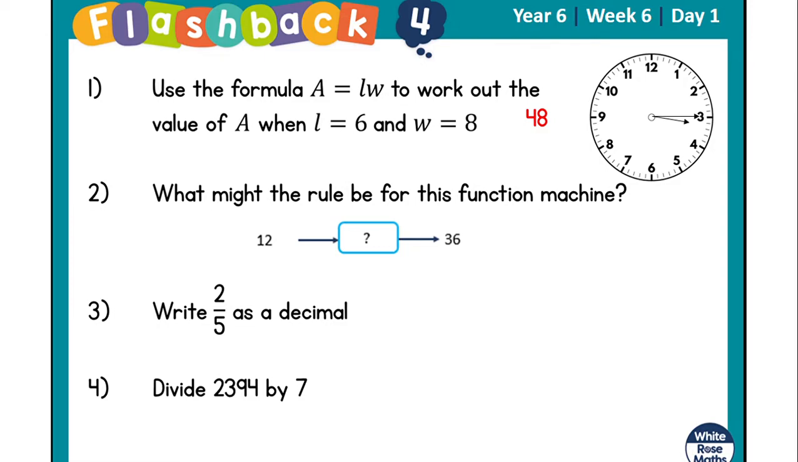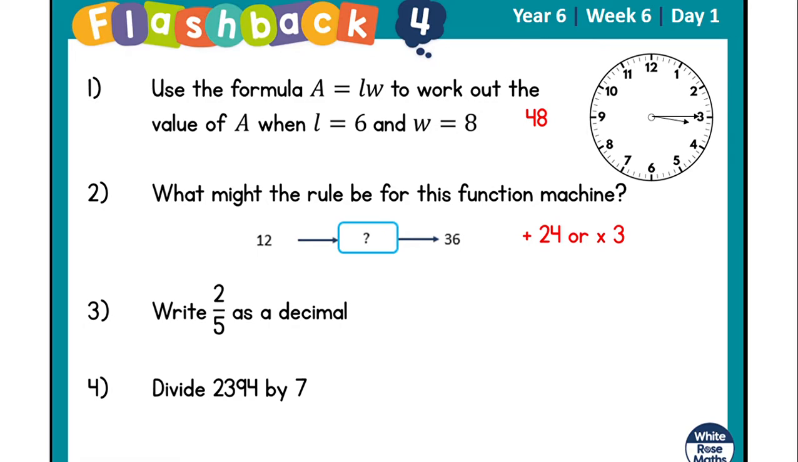Number 2, what might the rule be for this function machine? 12 goes in as the input and 36 comes out. So we could see it could be simple multiplication, multiplied by 3, or it could be add 24.